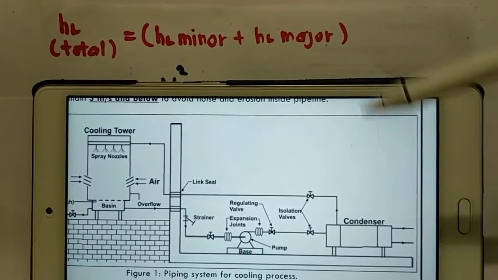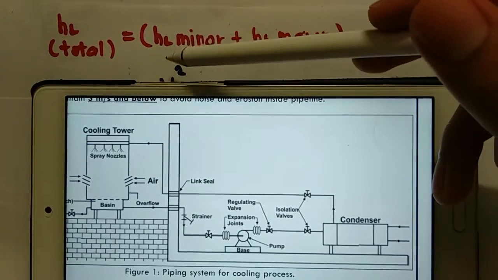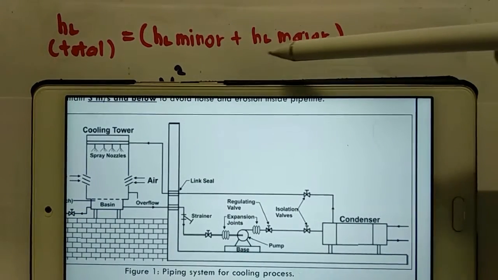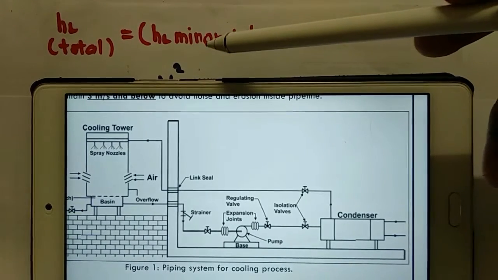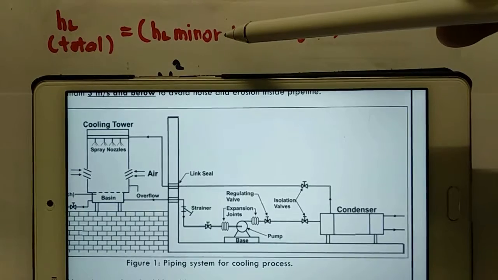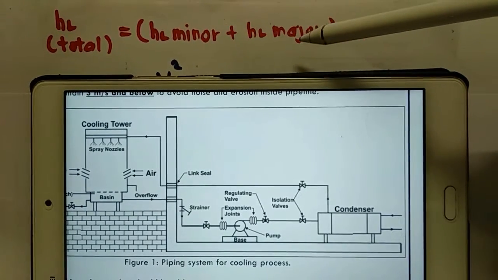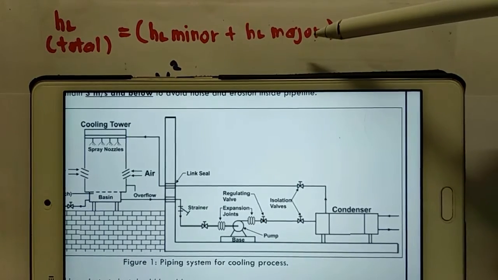Okay. Next calculation, we need to calculate the total head loss, which equals head loss minor plus head loss major. Head loss minor is due to components such as valves, bends, tees and the like in the pipe or duct system, and head loss major is due to friction in pipes and ducts.